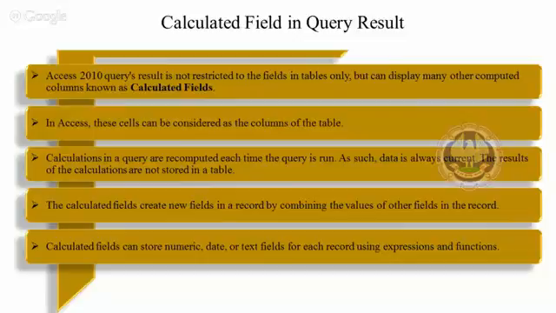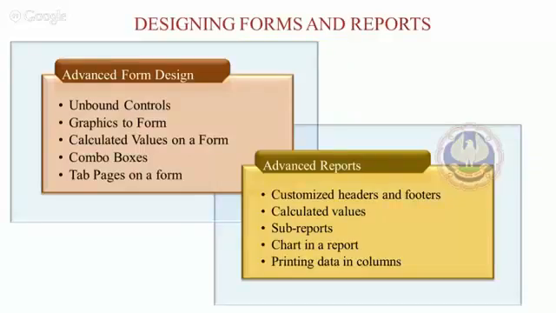So the calculated fields can store numeric, date, or text data for each record using expressions and functions. The next chapter that we would be looking at would be designing forms and reports, where we would be looking at advanced form design, the unbound controls, graphics to form, calculated values on a form, combo boxes, tab pages on a form. Next, after having done the form part, the advanced report part: customized headers and footers, calculated values, sub-reports, charts in a report, printing data in columns. So all this we need to cover in the design of the forms and the reports.